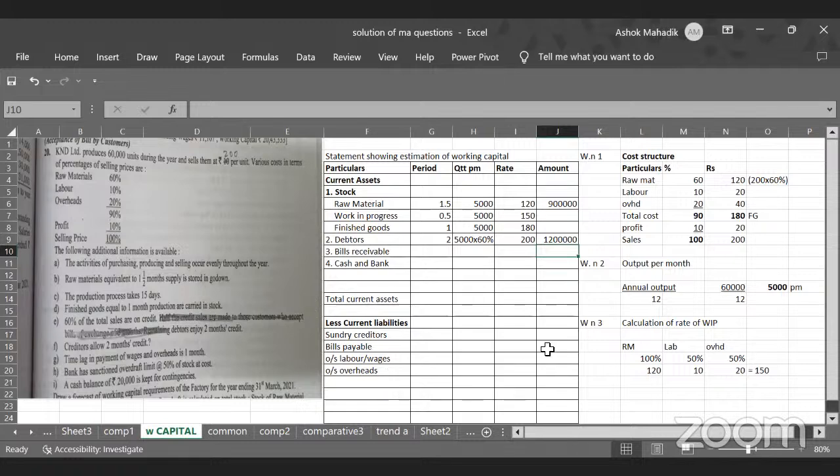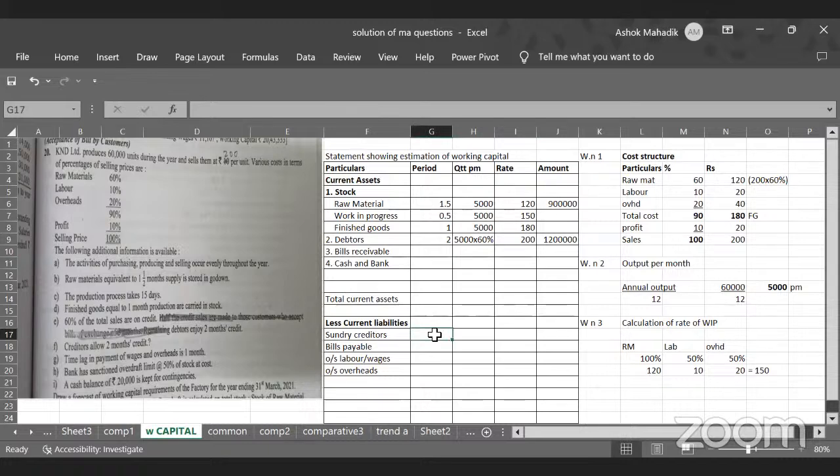Okay, that's it. We'll go to the next item. Creditors allow 2 months credit. Creditor means our suppliers, people who supply us goods. So they are our current liabilities. Creditors are current liabilities.